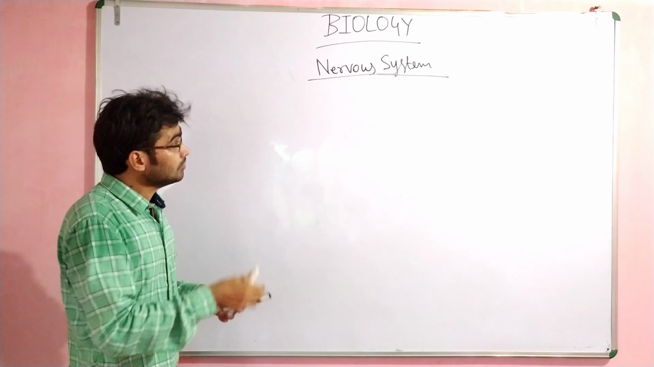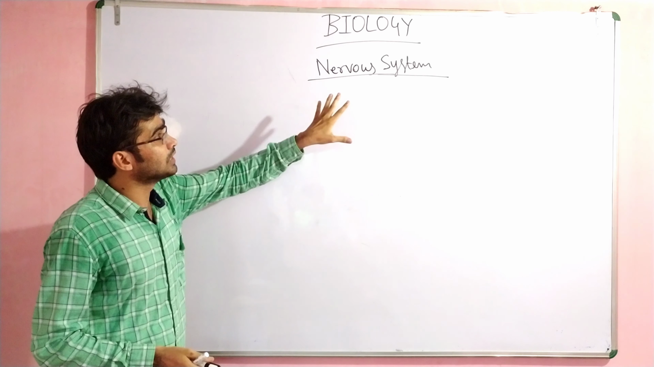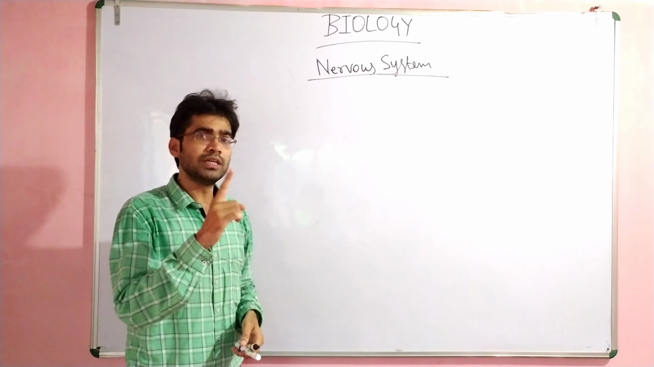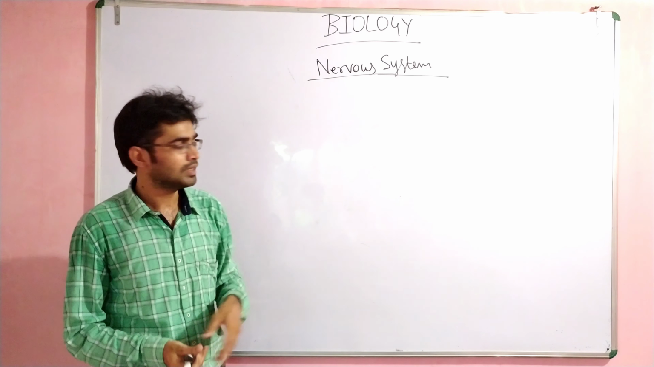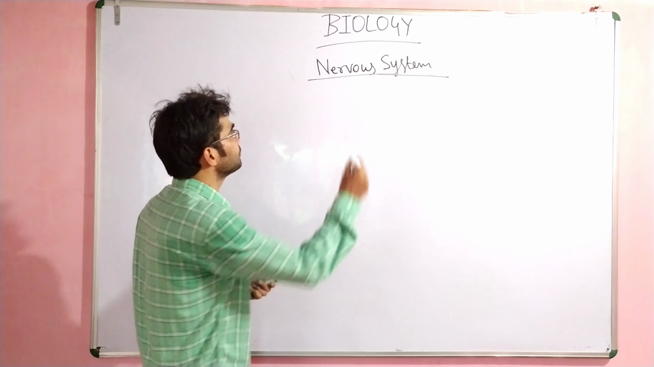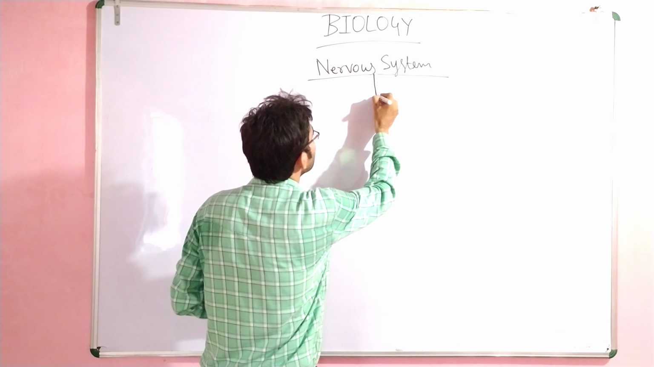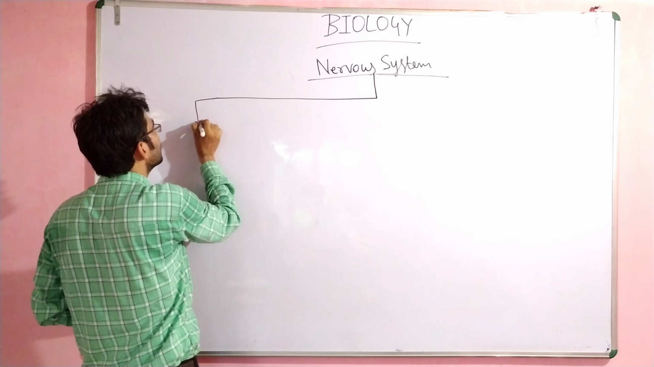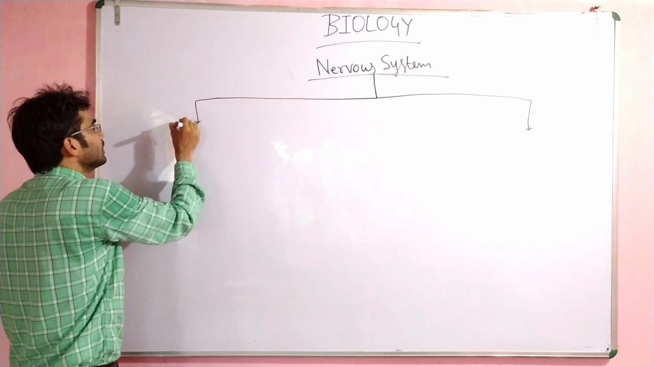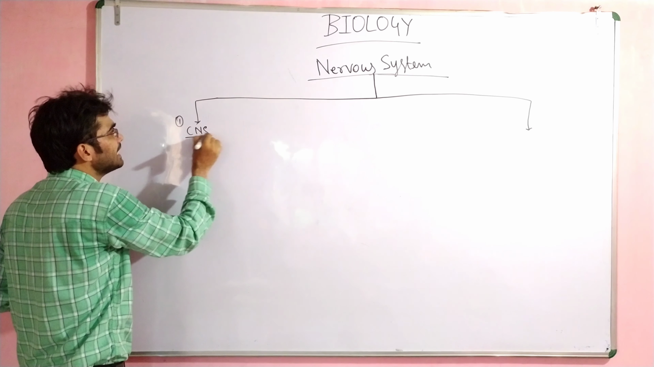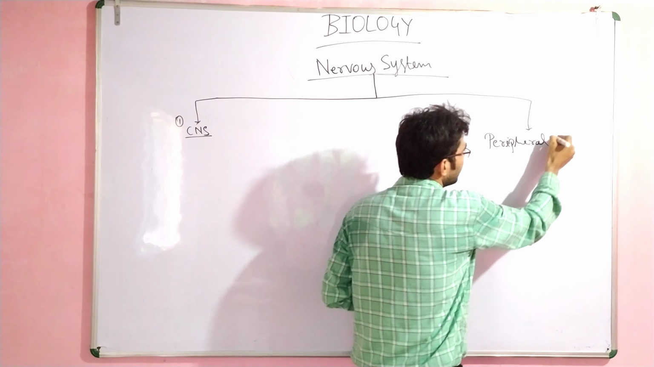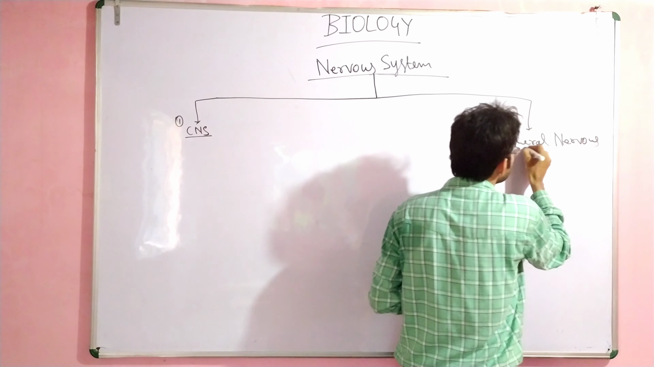See, in this video I'm going to discuss the parts of the nervous system. There are two main parts of the nervous system. The one is the central nervous system and the other is the peripheral nervous system. I will make an outline flow chart so that you can understand easily. So I'm going to draw. The first one is the central nervous system, CNS, and the other one is the peripheral nervous system.